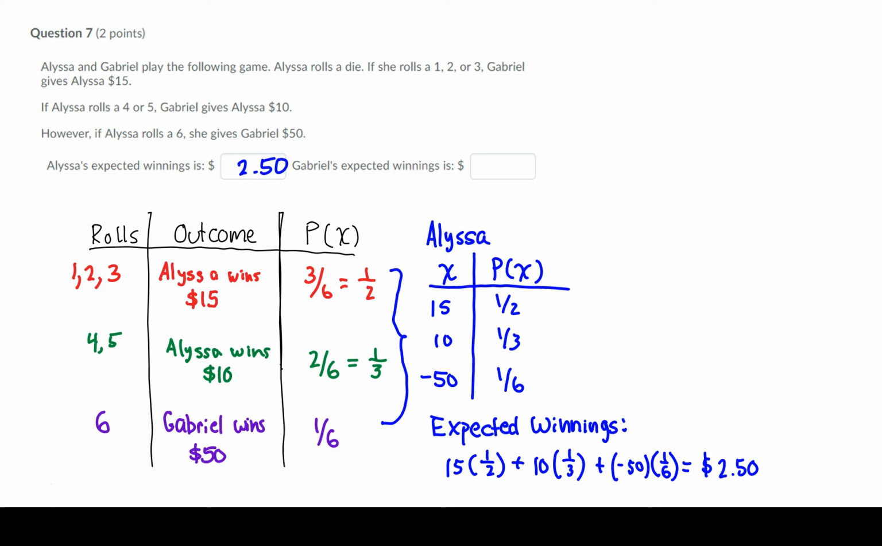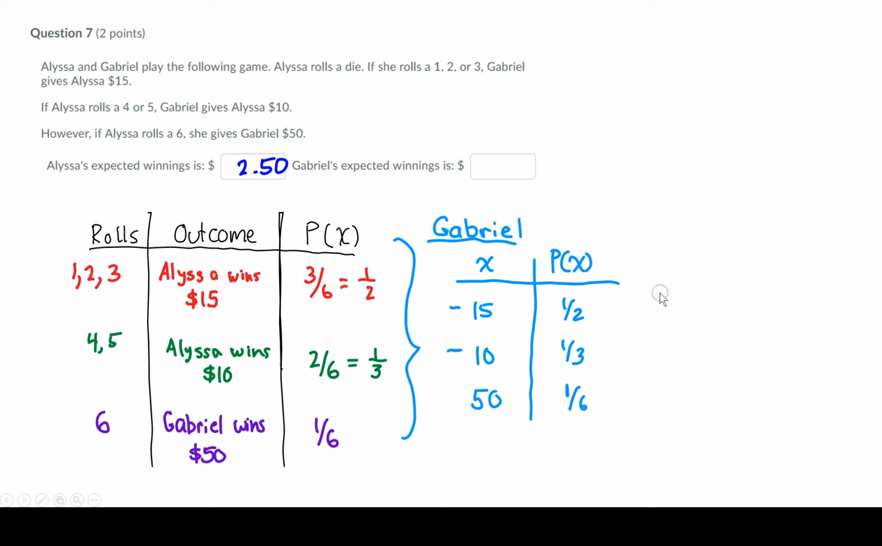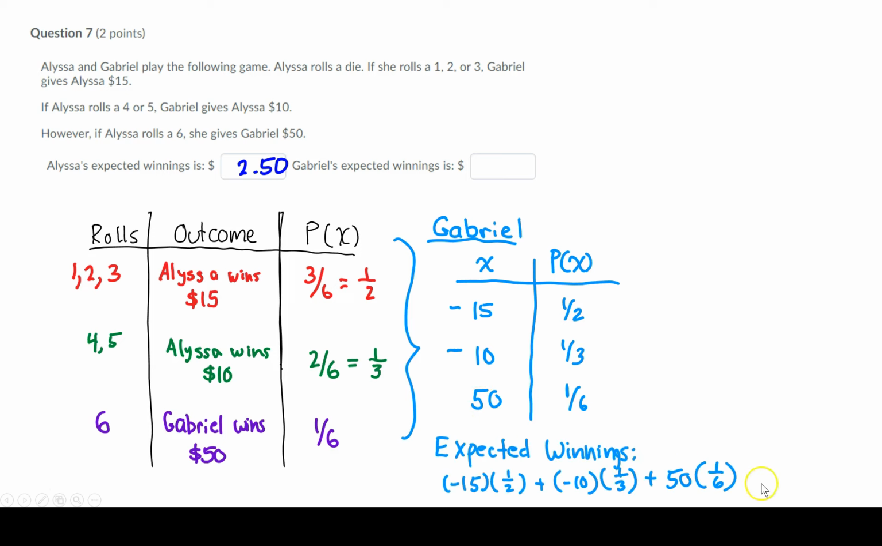Now, I could just use some logic here and assume that if Alyssa's going to win on average, Gabriel's going to lose on average, and he should lose $2.50. But I worked out the longer way here too. His circumstance is just a little different. In the first 2 cases, he's losing money. So he has a 1/2 chance of losing 15, a 1/3 chance of losing 10, and a 1/6 chance of gaining 50. Of course, you multiply each one of these by their probabilities and add them together, and you do get a negative $2.50. So logic could probably dictate that, but it could also be calculated the same way we calculated Alyssa's expected winnings as well.